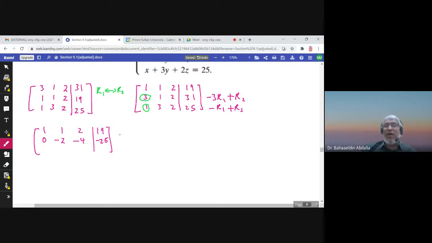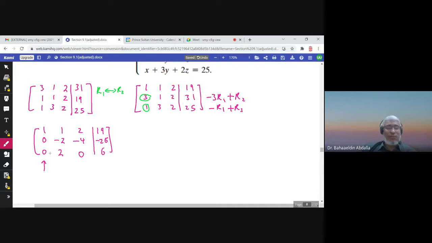So I got 0 here. That's excellent. Now at the same time I do the second row operation. This one, negative R1 plus R3. Go ahead. Multiply by negative R1, add with row 3. Negative 1 plus 1, 0. Negative 1 plus 3, 2. Negative 2 plus 2, 0. Negative 19 plus 25, that's just 6. So now I finished column 1. 1, 0, 0. That's excellent.